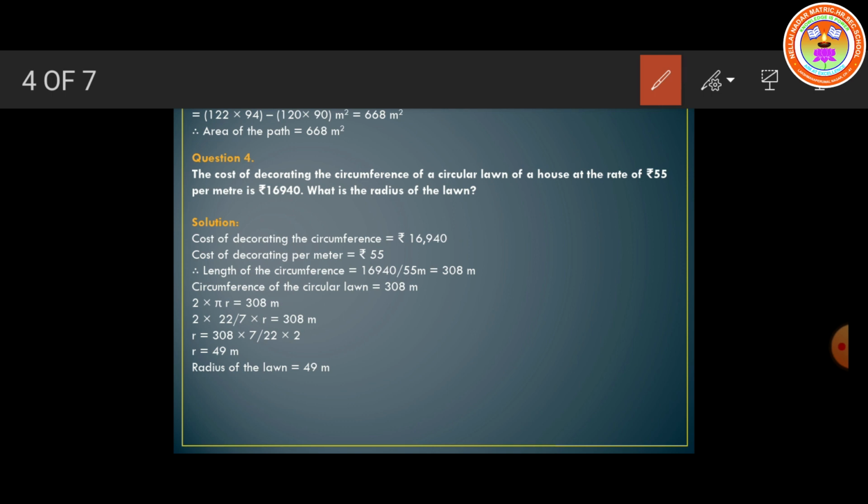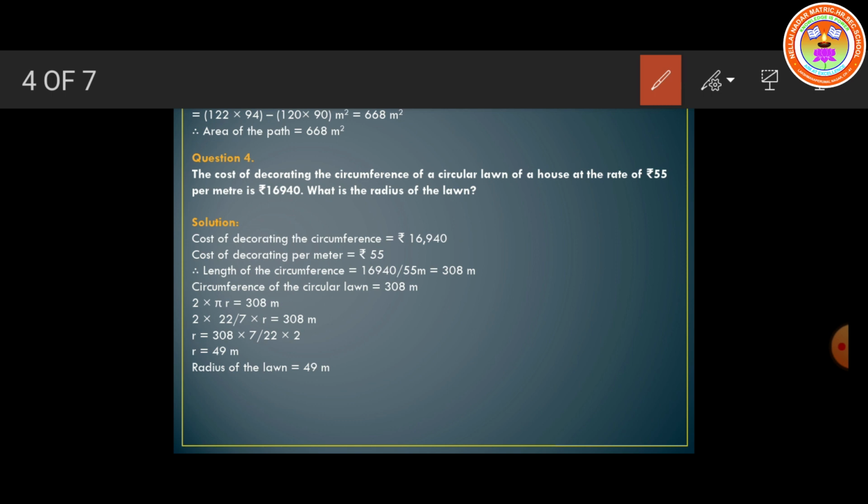So how do you find it? The cost of decorating the circumference is equal to rupees 16,940. The cost of decorating per meter, per meter means what? 1 meter. 1 meter is equal to rupees 55. Then the length of the circumference is equal to 16,940 divided by 55, which is equal to 308 meter. Can you understand all of you? That is, the circumference of the circular lawn is equal to 308 meter.